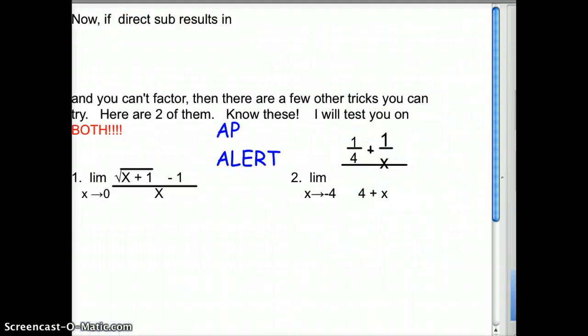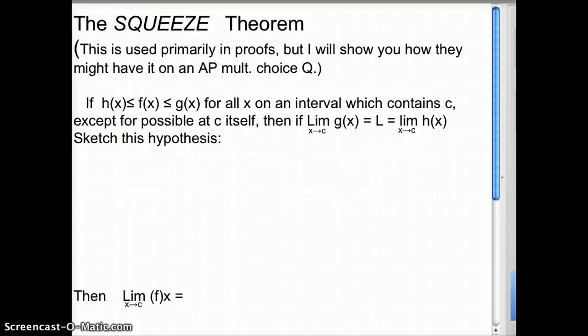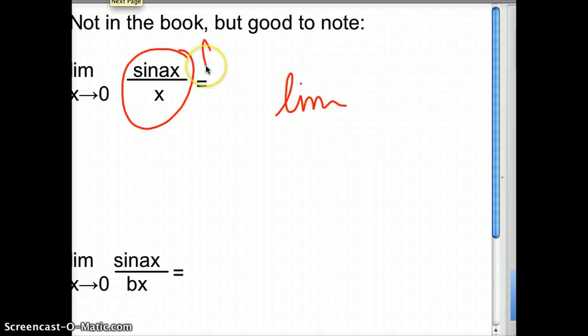That's a very important concept. So again, here's an AP alert, so I would do these two on your sheet. I wrote AP alert, I didn't star them, so that's a little confusing, but I would do both of these. They're done in your notes. The squeeze theorem you do not need to know, but you do kind of need to know how to work with a problem like this. So I would star this one too.